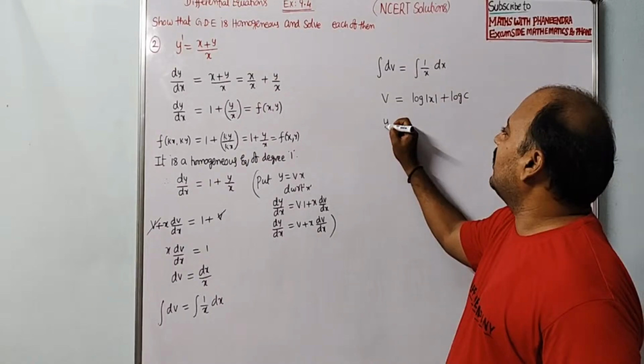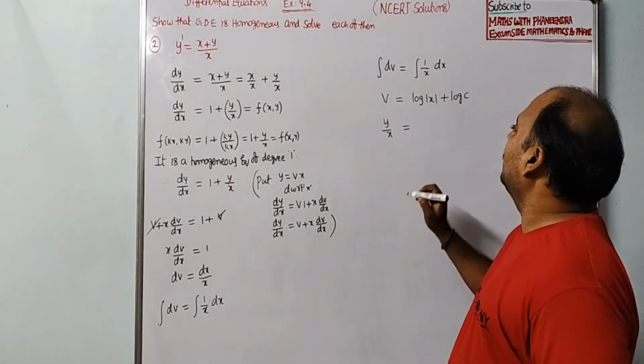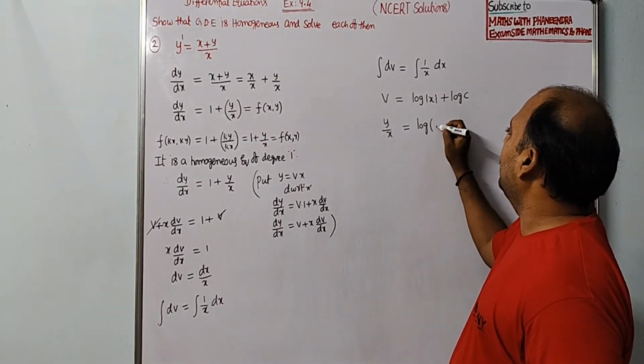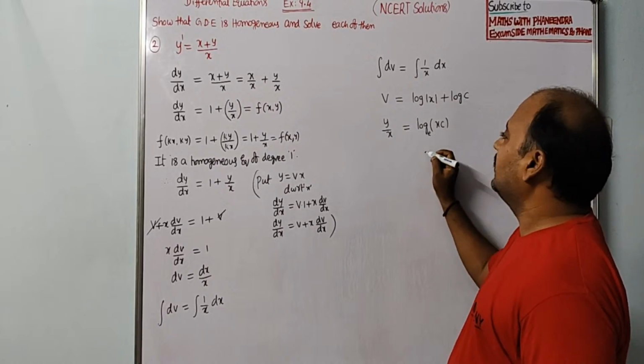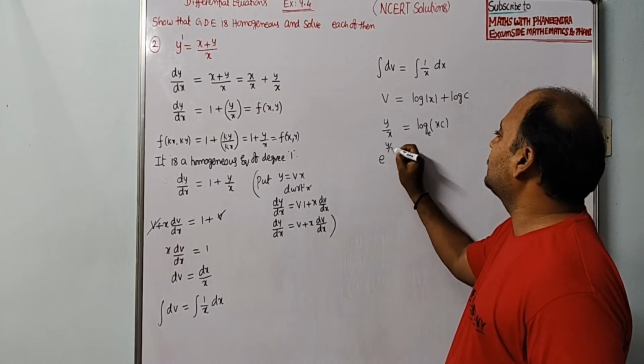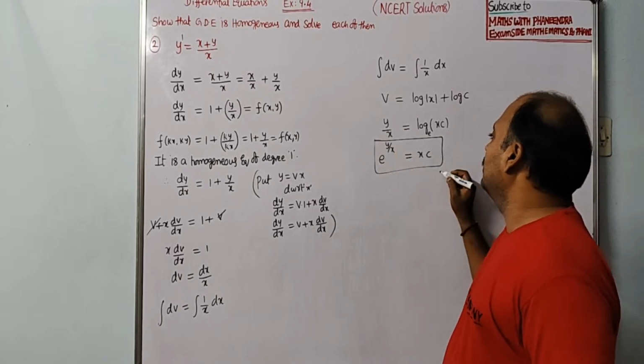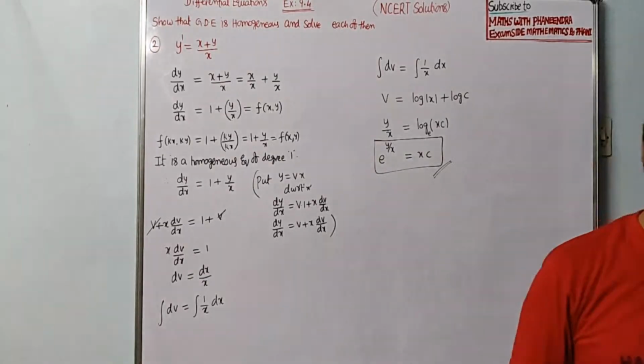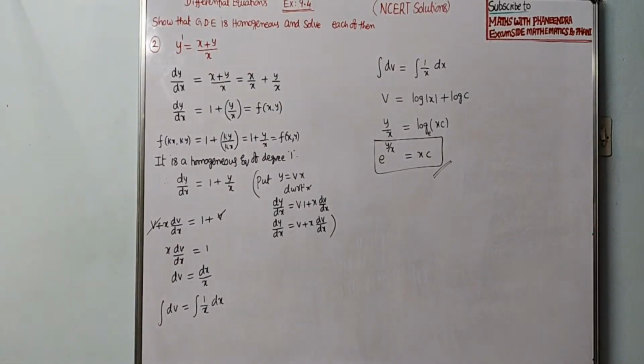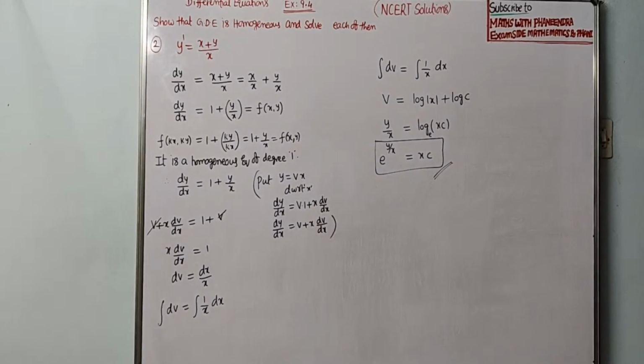So v means y by x equal to log x plus log c, since log a plus log b is log ab. So log xc to the base e. So e power y by x is equal to xc. This is our required solution to the given differential equation. I hope you understand. We'll move on to another set of questions.